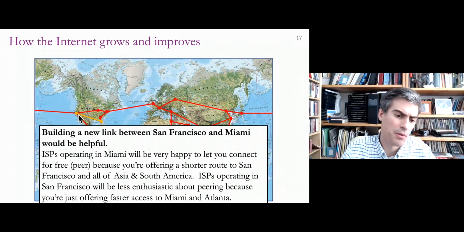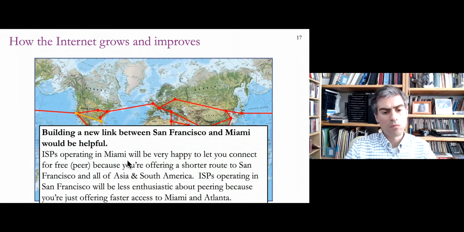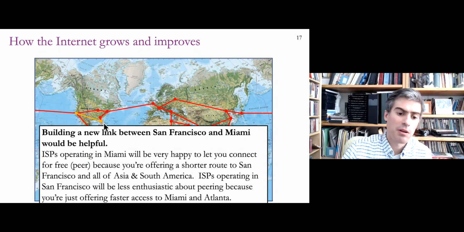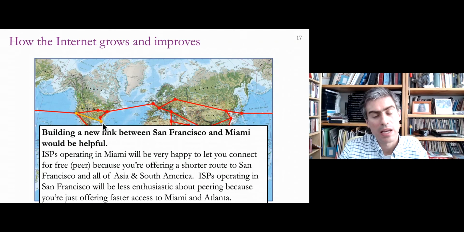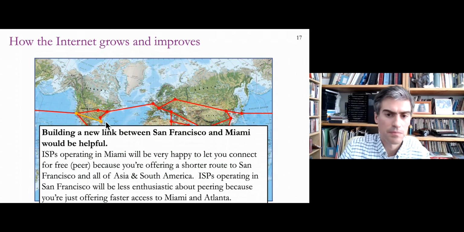For example, for the ISP operating in San Francisco, building this link provides faster access to Miami and also faster access to Atlanta, but that's it, actually. For Miami, it provides faster access to about half the world. So this link is beneficial, but it's primarily beneficial to Miami. So this ISP that operates in Miami would be the one who has the incentive to build this link. So if this link was going to be built, we can expect that the cost of building that link would be paid by the ISP in Miami. Okay.